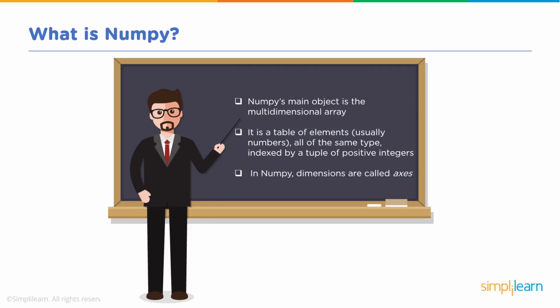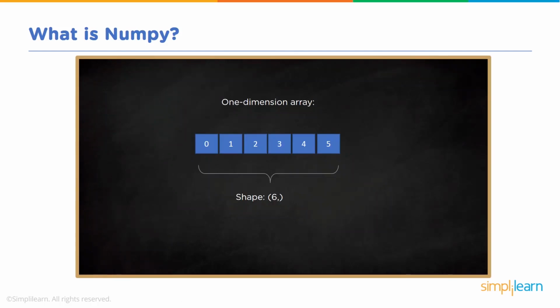NumPy's main object is a multi-dimensional array. It is a table of elements, usually numbers, all of the same type, indexed by a tuple of positive integers. In NumPy, dimensions are called axes. Take a one-dimensional array, and remember dimensions are also called axes, you can say this is the first axis, 0, 1, 2, 3, 4, 5. And you can see down here it has a shape of 6. Why? Because there are 6 different elements in the one-dimensional array. And they usually denote that as 6, comma, with an empty node on there.